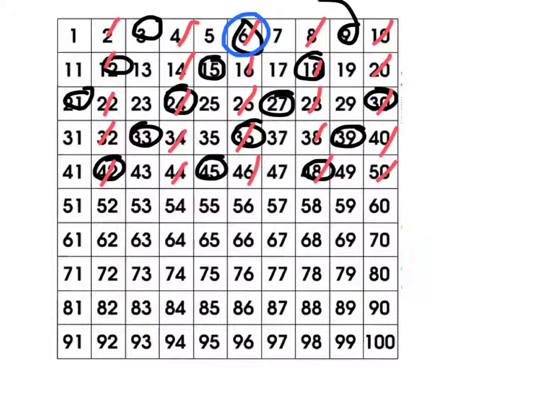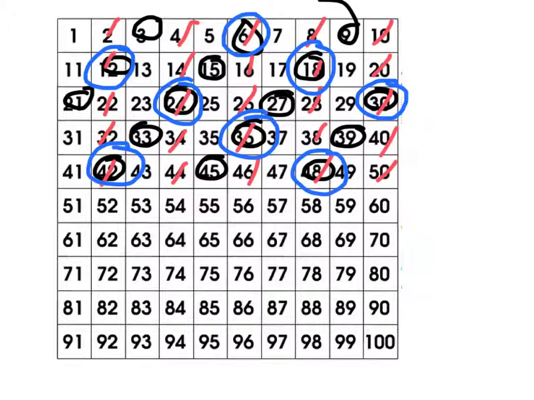6, 12, 18, 24, 30, 36, 42, 48. So you might have noticed the multiples of 6 are all of the numbers that were multiples of 3 and multiples of 2. So wherever we had a black circle and a red line together, those ended up being the multiples of 6. This is because 2 times 3 equals 6.